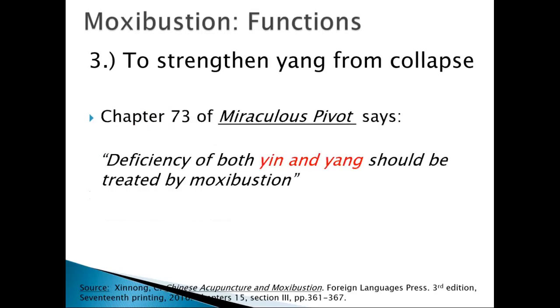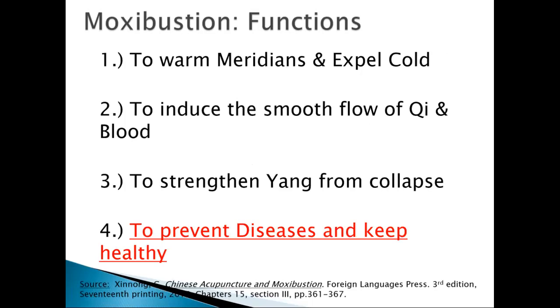Okay? So chapter 73 also states that deficiency of both yin and yang should be treated by moxibustion. So both yin and yang deficiency can be treated by moxibustion. Actually, not only deficiency, but even the excess syndromes, no? But it has more application on deficiency cases of both yin and yang. Last but not the least is to prevent diseases and keep healthy.